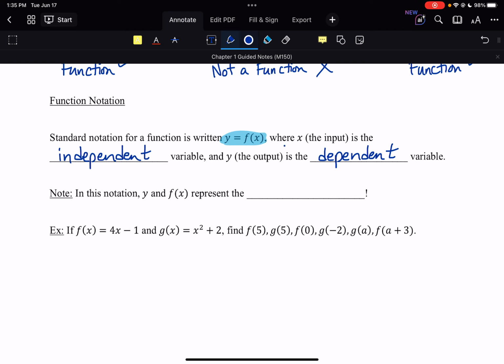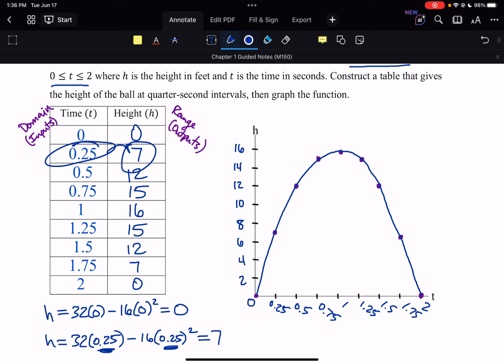So we say that x is independent because this is the input. You can put anything into the function from the domain. And the output, the y value, gets determined based off of what you put in. Like with this example we did back on the first page, I put in this input, it resulted in this output. I put in this input, it resulted in this output. My choice of what to put in was independent. What came out of it was dependent. It depended entirely on what was put in the first place.